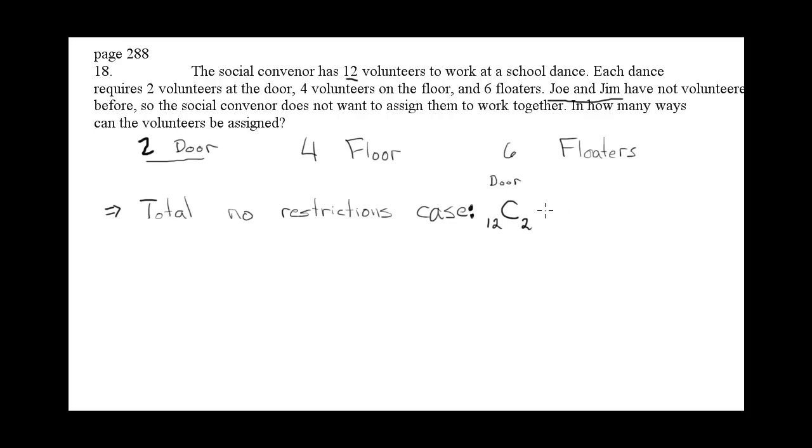Action 2 will assign the people to the floor. So action 2, how many people do we have to choose from? Well, we had 12, but then we just put 2 of them on the door. So now we only have 10 to choose from. And then we're going to choose 4 of them. So this one was the floor.